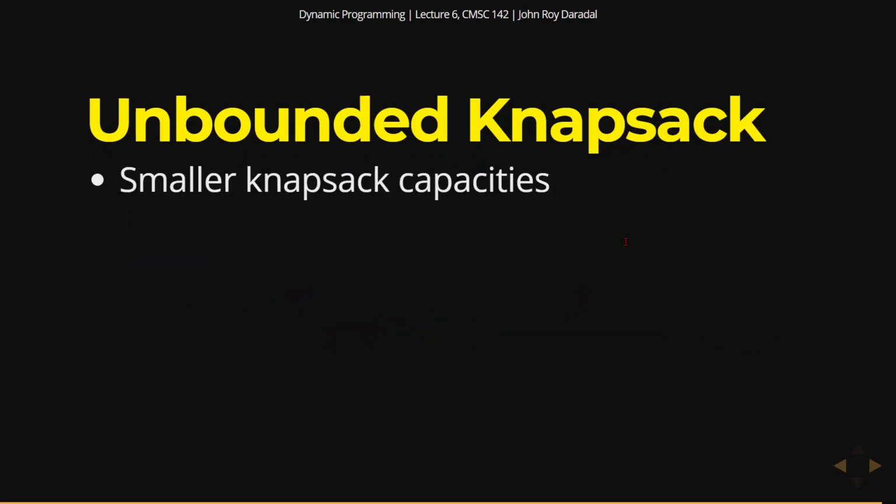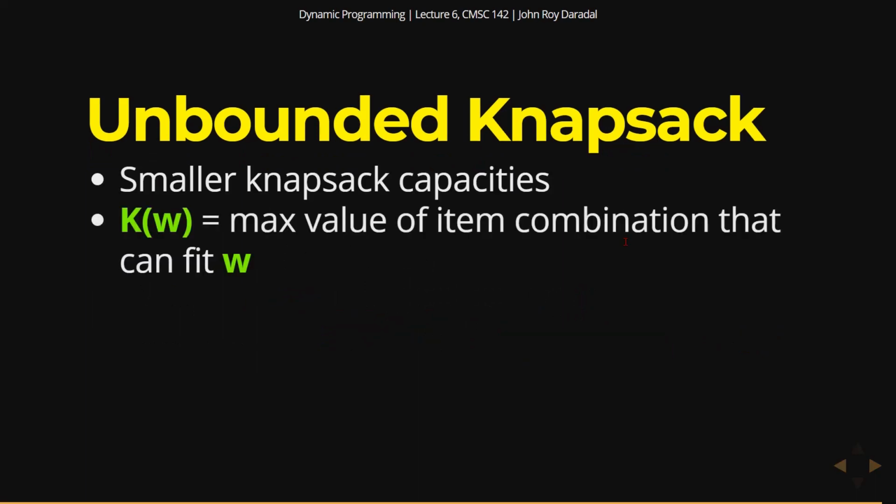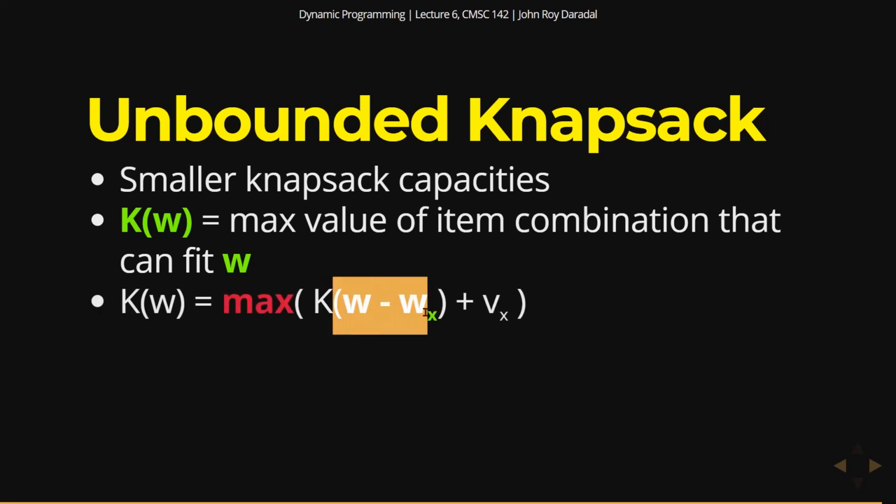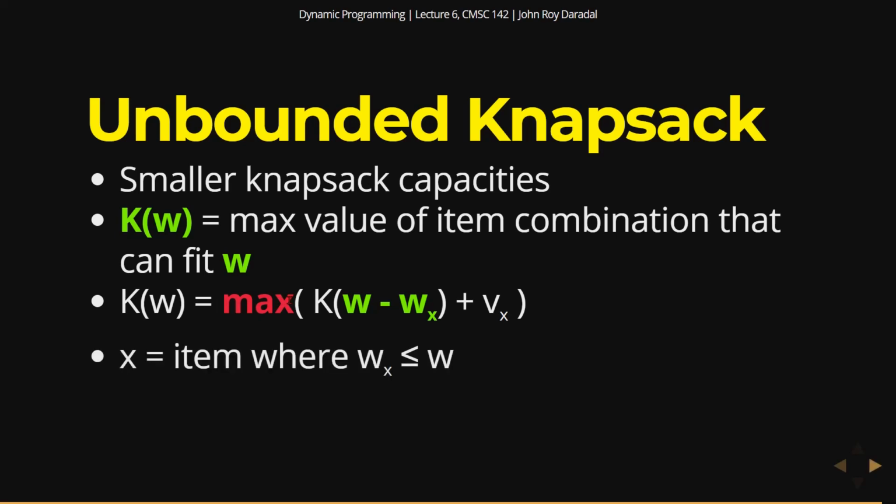And then for unbounded knapsack, we look at smaller knapsack capacities as the sub-problems. We'll use K(W) to denote max value of item combination that can fit capacity W, and then we'll just get the max of K(W minus w_x), so this is without item X, and then if we add item X, then we add its value, and then since we don't know which item X that is, we'll try all item X's, and we'll get whichever gives us the max, okay? But of course, we'll only consider items that fit the current capacity, okay?